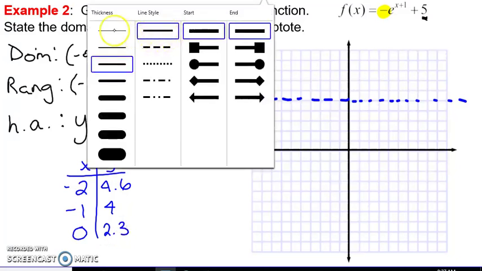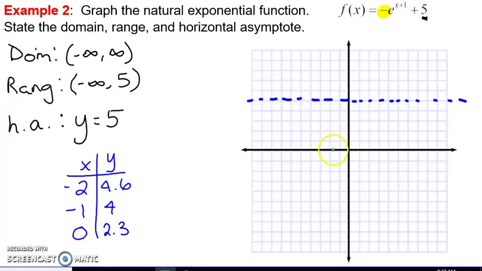So we're going to go ahead and graph these. At -2, I'm up about 4.6, so close to about there. At -1, I'm at 4. At 0, I'm at 1, 2, 3. That tells me my graph does something like this, which mimics what I put in the graphing calculator.